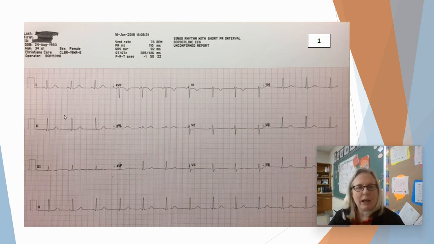Okay, so on number one, again, we're looking at leads 1, 2, and 3, AVR, AVL, and AVF, correct? Those are our 6. So we're going to look at the size of the QRS in each of these leads. And we're looking for the QRS that is probably the tallest, okay? Sometimes it's very obvious. They stand out like a sore thumb. Sometimes not so obvious. This one's pretty easy, I think, to determine, okay?